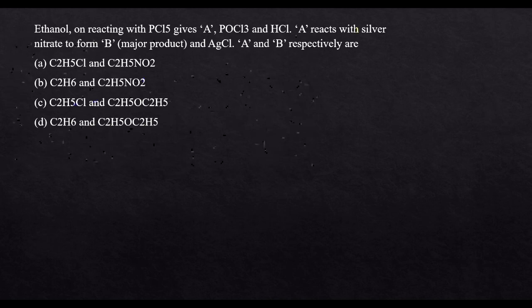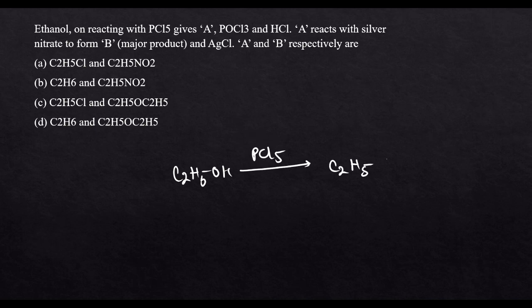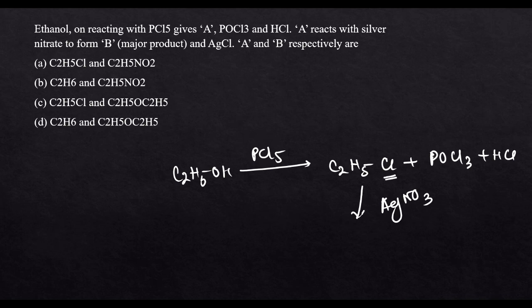In our next question, we have ethanol reacting with PCl5. If we have first C2H5OH, it has reacted with PCl5, which is the source of chlorine. So it will be converted into C2H5Cl plus POCl3 and HCl as side products. Then if we add silver nitrate, which is a source of silver plus and nitrate ion, the silver plus will withdraw the chlorine in the form of silver chloride as a side product, and here nitrate will form C2H5NO2. So the product A will be C2H5Cl and the product B will be C2H5NO2. So the correct option will be option A.